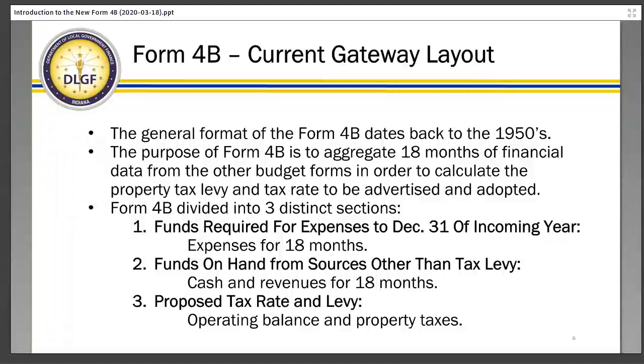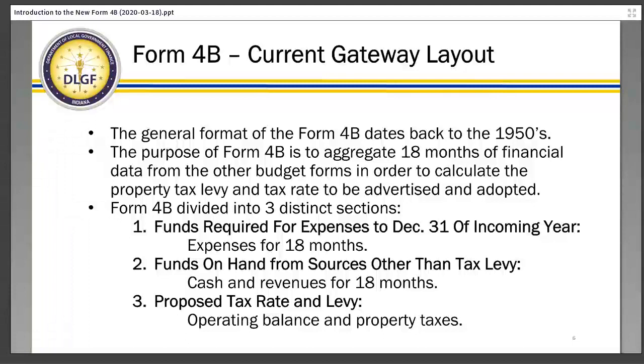We're effectively going to be looking at activity from June 30th of the current year all the way through December 31st. So 18 months worth of activity is going to be siloed into the first section. If the first section was focused on expenditures, the second section is focused on revenues.